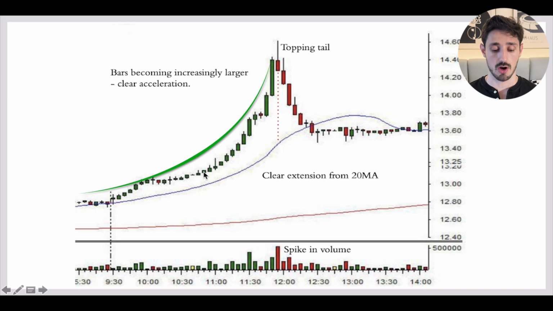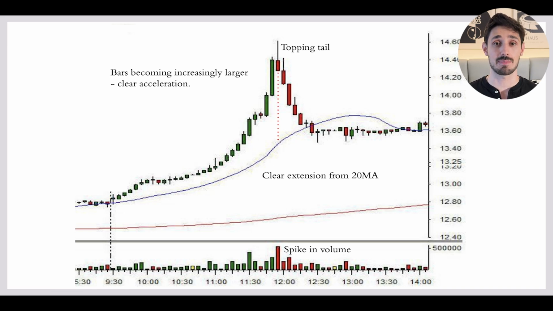They're small, they're small, and then they become increasingly larger. You could literally see this buying begin to accelerate higher. Number two, that acceleration leads to extension between price and the 20 period moving average. And finally, if we look at volume, we have that volume spike right at the top, and that gives us that extra confirmation that the top is in, and we can go ahead and look for an entry short.